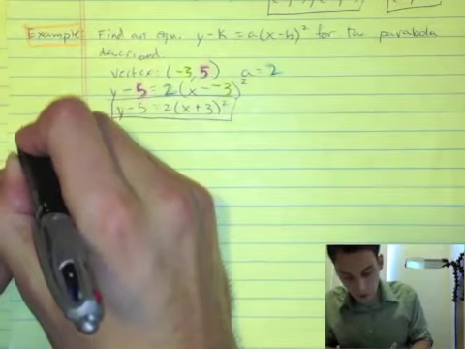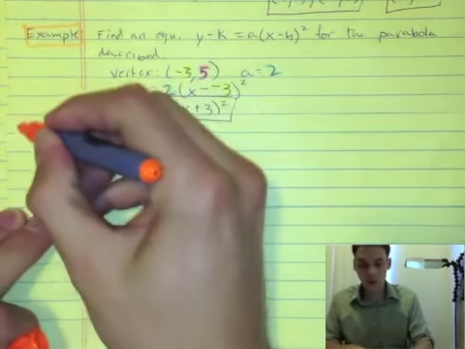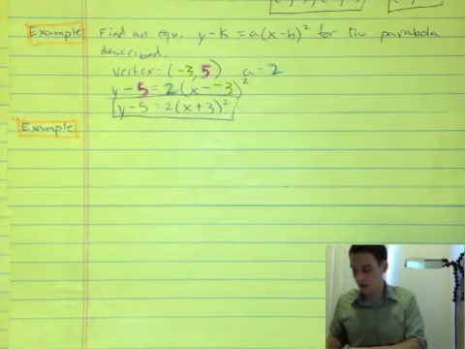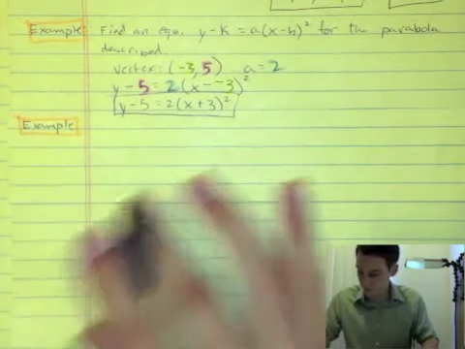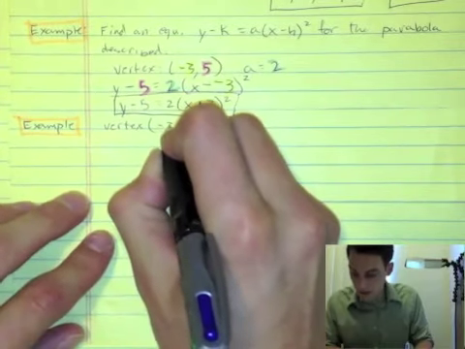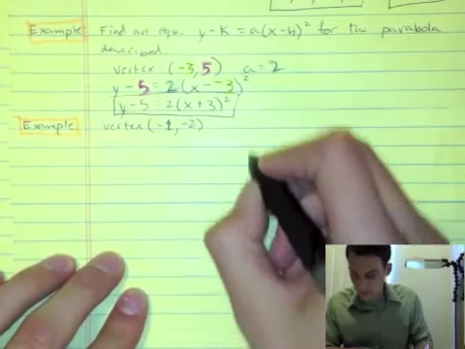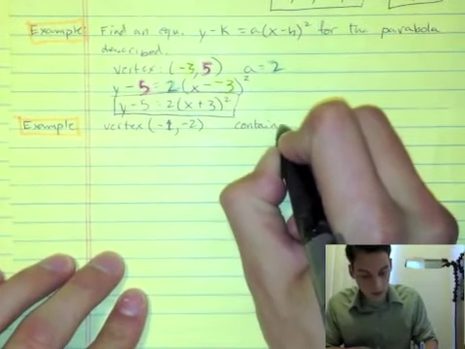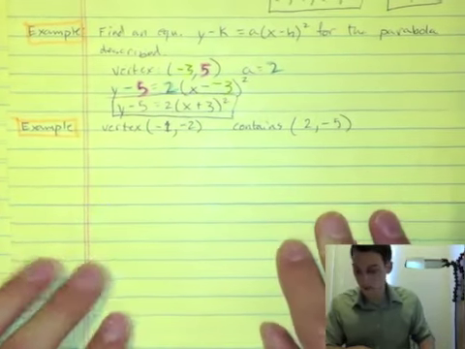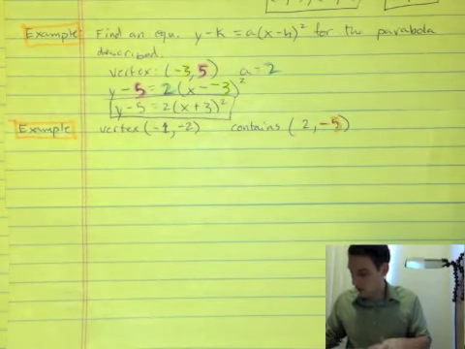So the next example is a little bit different in the wording, but almost the same procedure. We just have to find A ourselves. The information given is the vertex is at (-1, -2), and it contains a point (2, -5), and I'm going to highlight this in orange and green.